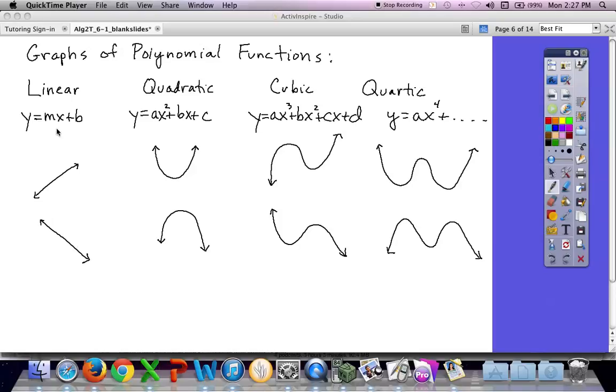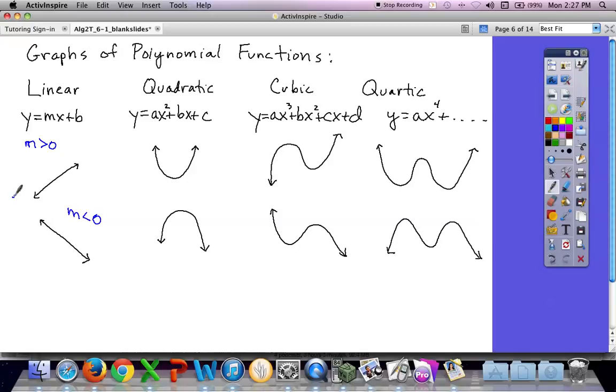How do you know, based on the equation, whether it's going to be tilted up or tilted down? Right. So this one is the slope is greater than 0. This one is the slope is less than 0.